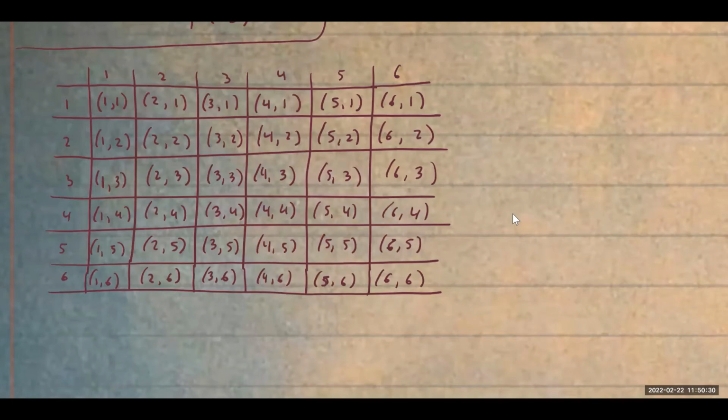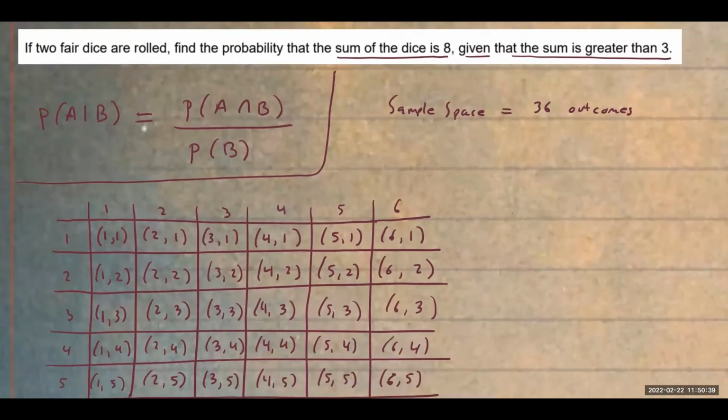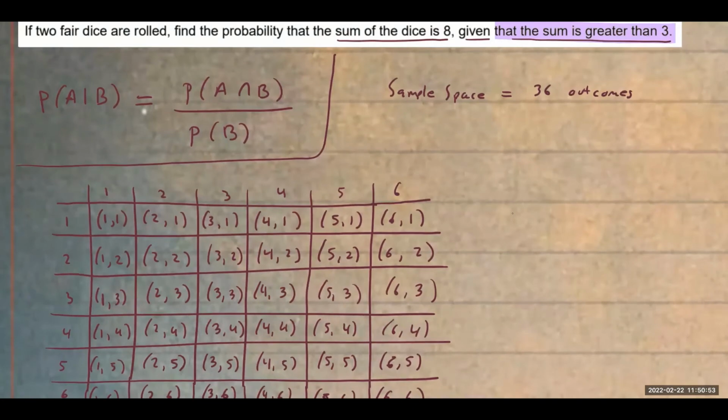Now we can answer the problem. It's a pretty large sample space. We want to find the probability that the sum of the dice is 8, given a condition. You always want to write down the given statement first. So we're given that the sum is greater than 3. Let's check where the sum is greater than 3. It's greater than 3 right here, and right here. So along this diagonal and anything below, the sum is greater than 3.